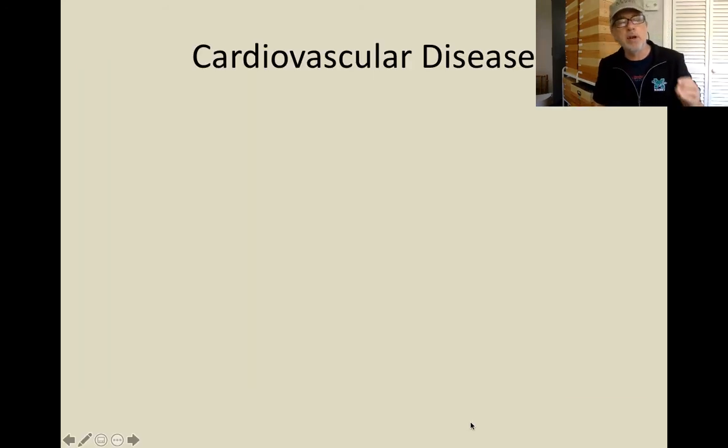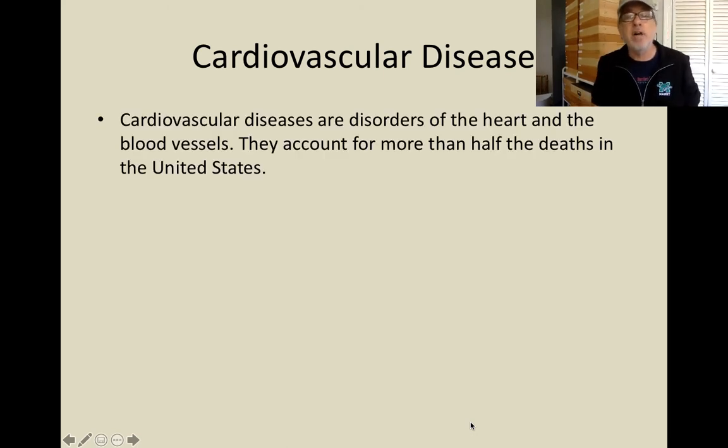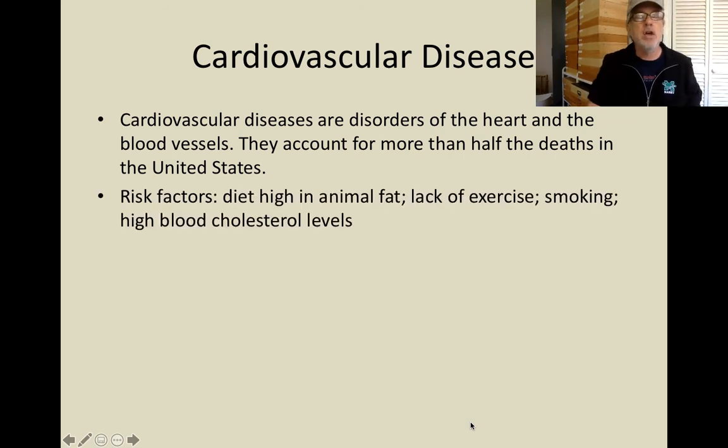Now, the final thing I want to talk to you about today is cardiovascular disease, because you've obviously heard of many of these diseases, and I want to just explain some of them to you. These are diseases of the heart and the blood vessels, and they account for more than half the deaths in the United States currently. Risk factors for having cardiovascular disease are the following: a diet that is high in animal fat, so eating a lot of meat, especially meat that contains a lot of animal fat, a lack of exercise, smoking, high rates of blood cholesterol. Those are 4 major risk factors for cardiovascular disease.